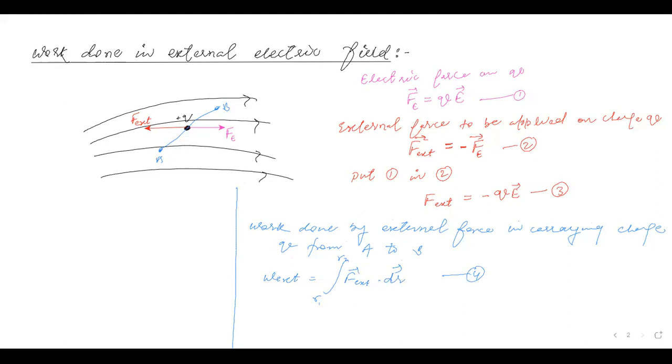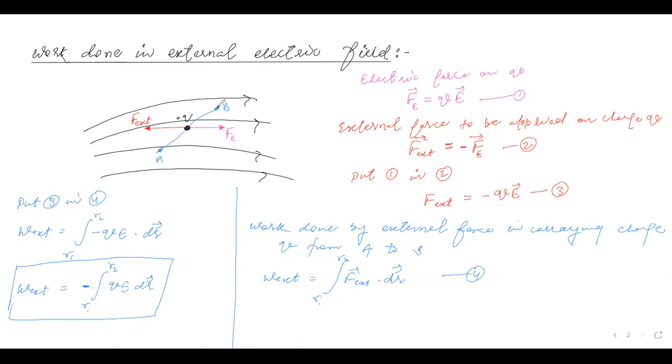Now put 3 in 4. We have in equation 3, F external is minus of Q into E. So we can write W external is equal to integration of R1 to R2 of minus Q into E dot dr, or we can write W external is equal to minus of integration R1 to R2 of Q into E dr. This is your equation of work done in carrying this charge from position A to the position B.